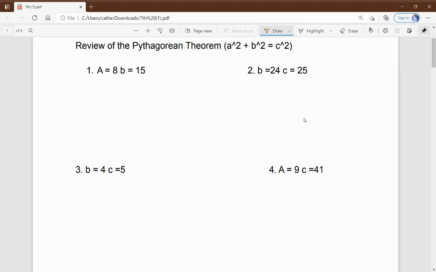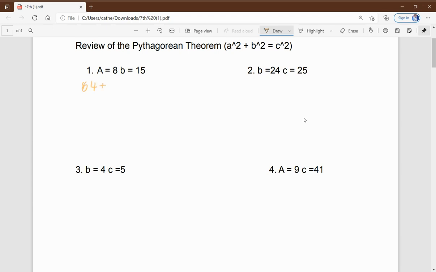Let's see. They give you these numbers, and what they want you to do is find the other letter that's missing. So given A, B, they want you to find C. And for number 2, given B, C, they want you to find A, basically. So let's get started. 8 squared is 64.